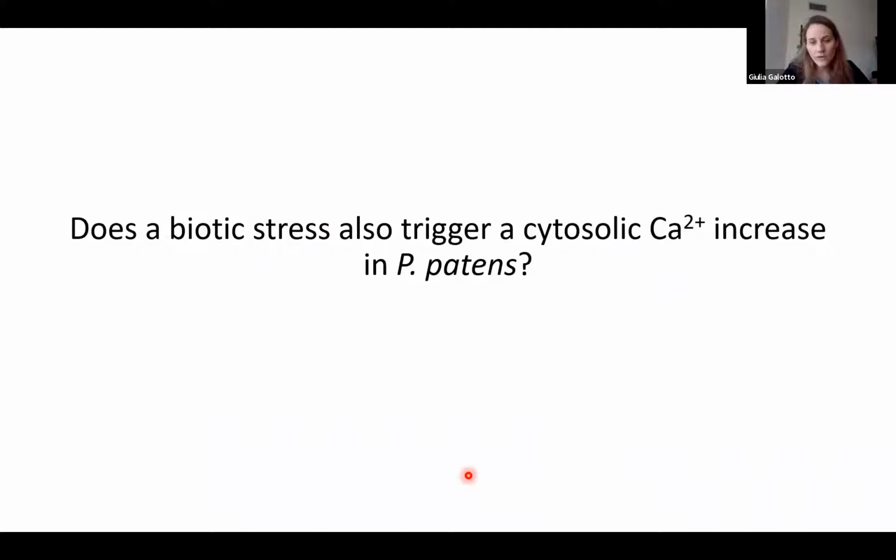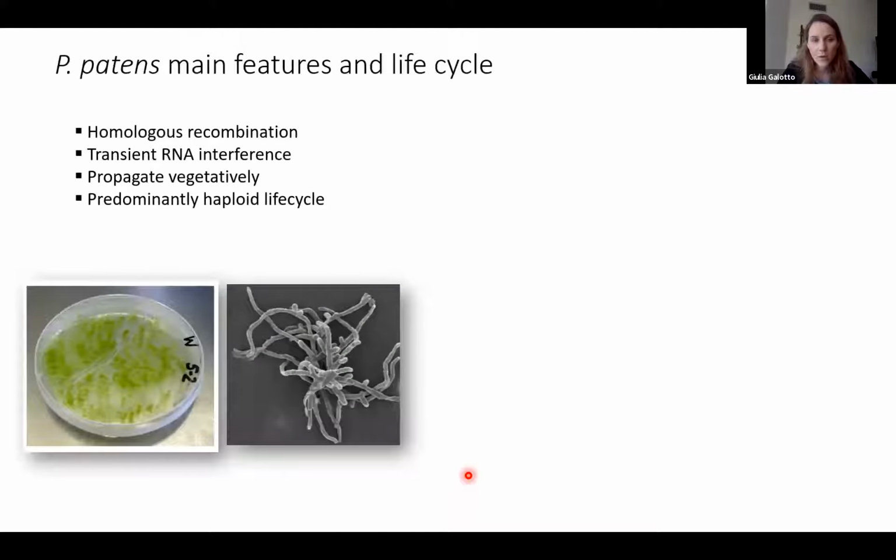Before I answer this question, I want to introduce the model system that our lab uses and that we also used in this paper. This is the moss model Physcomitrella patens, which is a bryophyte. It is a very amenable organism to work with. It can perform homologous recombination with high efficiency. It can perform transient RNAi. This moss can be propagated vegetatively, and that means that you can collect the tissue, grind it, and then plate it, and the tissue will just grow again.